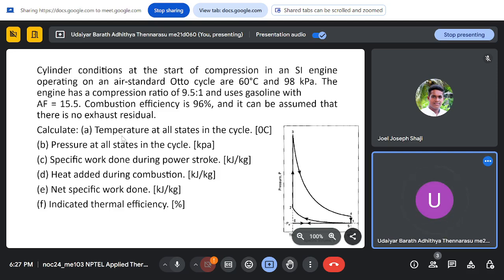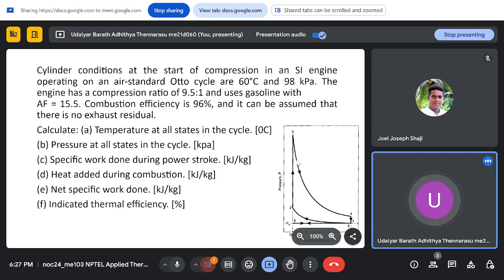So with this we'll move on to see some numericals on Otto cycle and diesel cycle. The first one is, you have cylinder conditions at the start of compression in an SI engine operating on an air standard Otto cycle of 60 degrees Celsius and 98 kilopascal. So it's already given as an Otto cycle. So the Otto cycle process is given here.